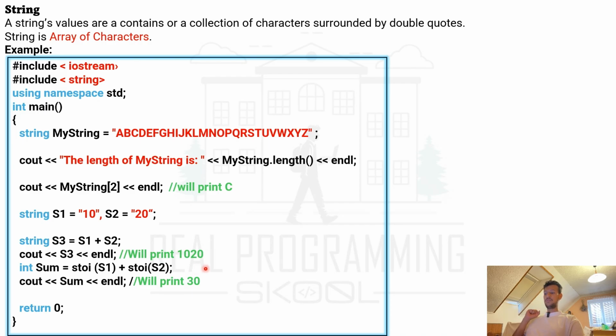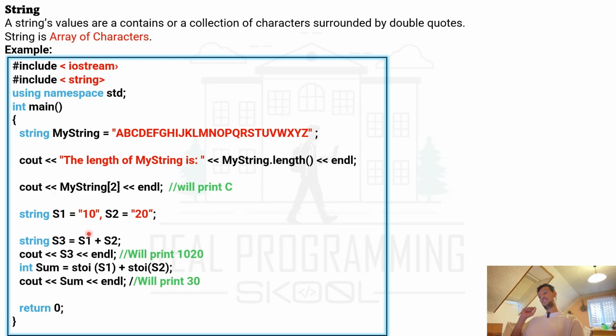So the compiler does not print for me 30. Why? Because the compiler takes the string values 10 and 20 as a string, as a text, and puts them next to each other. It does not take them as numbers. So this plus operator here doesn't do any addition. It just does concatenation between two string values and puts them next to each other.